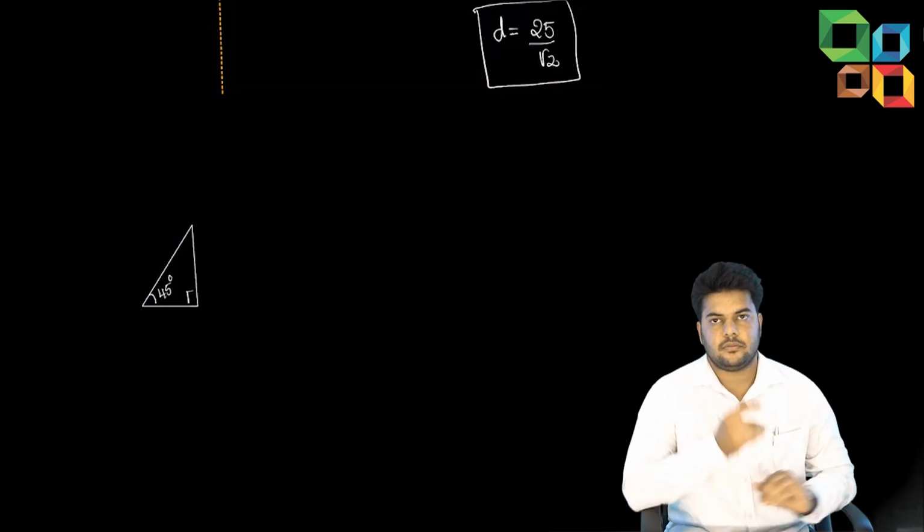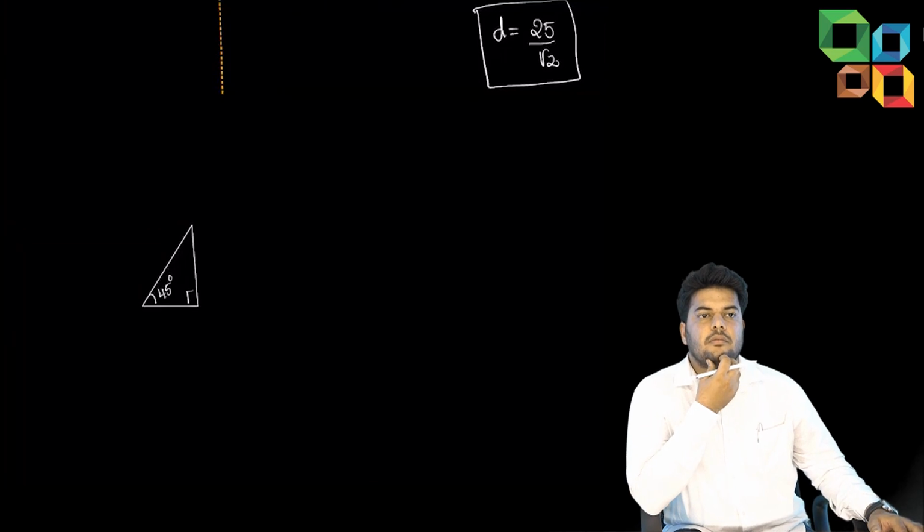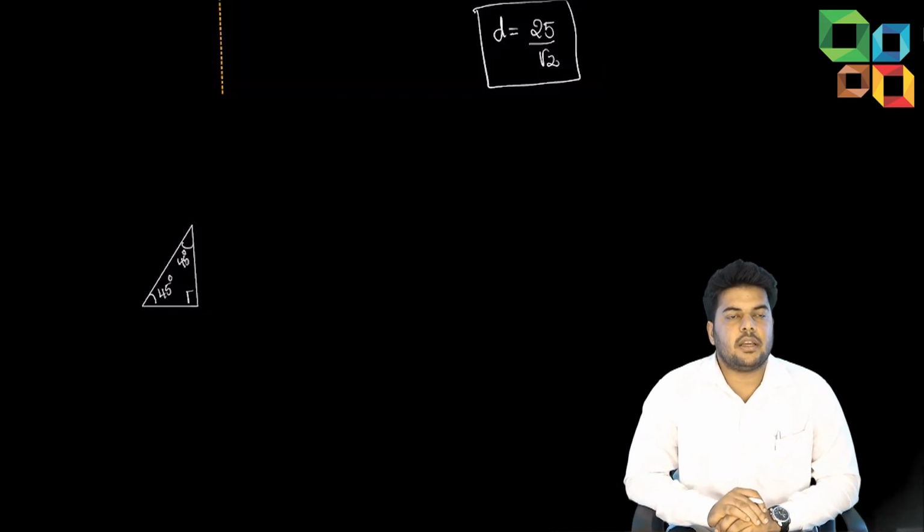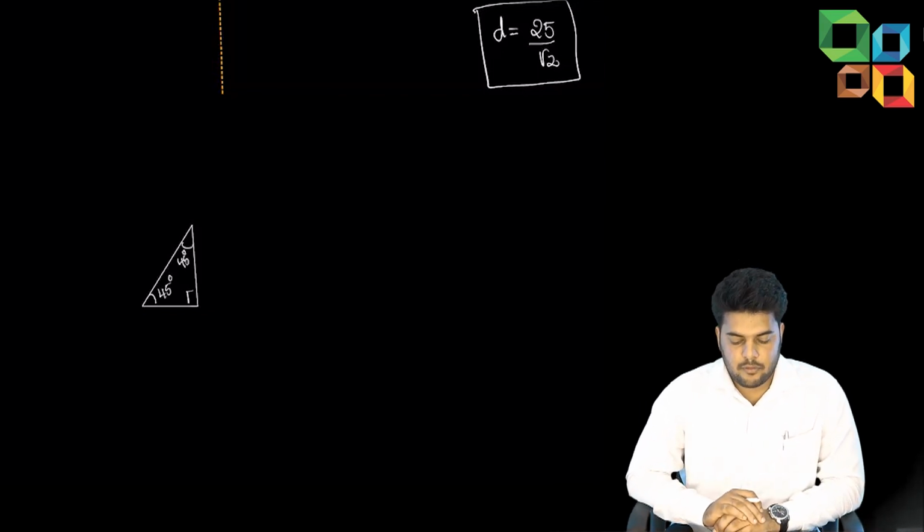In a right angle triangle? Same, yes. 45 degrees, isn't it? You're right. So what kind of triangle is this, if you have 45 degrees and 45 degrees, two angles are equal? What do you call such triangles?